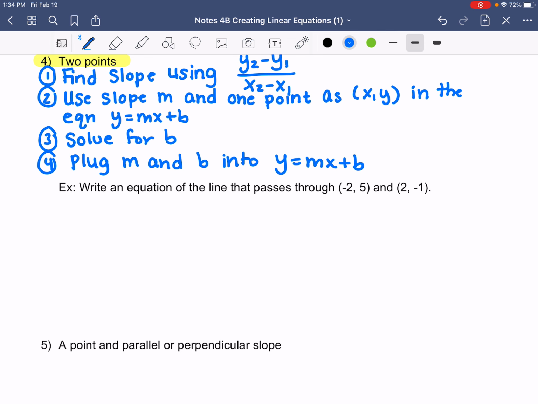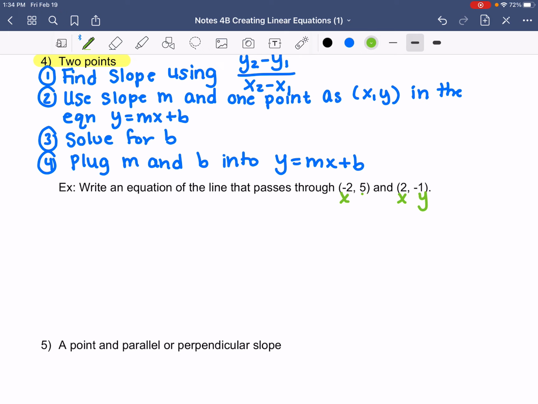All right, so here's our example. It says write an equation of the line that passes through -2, 5 and 2, -1. All right, so what we're going to do is we're first going to find the slope using y2 minus y1 over x2 minus x1. So here's how we label our points. Every point has an x and a y, right? X and a y, X and a y. Well, there are 2 points.